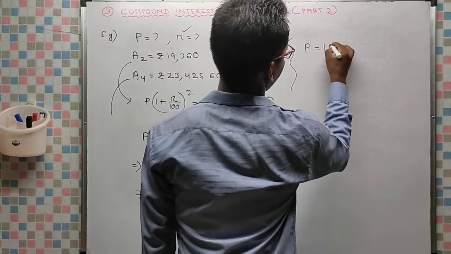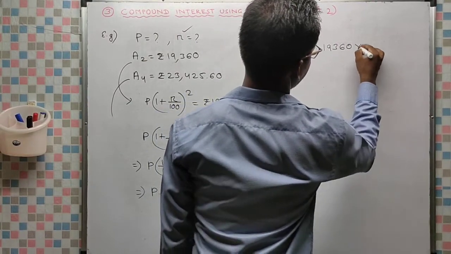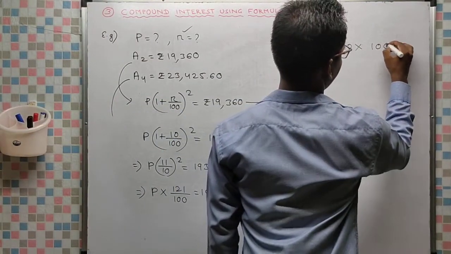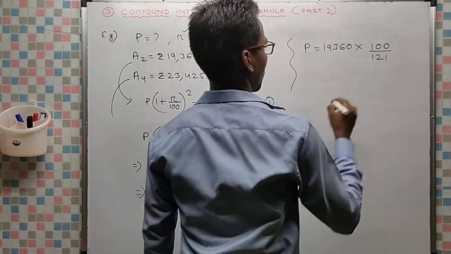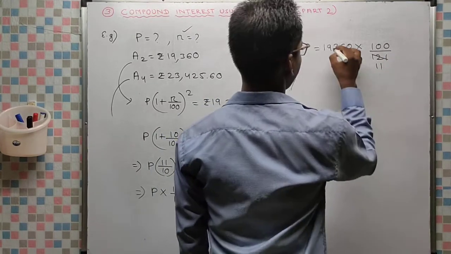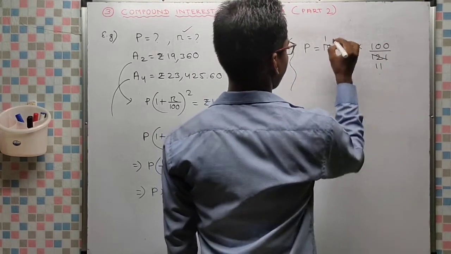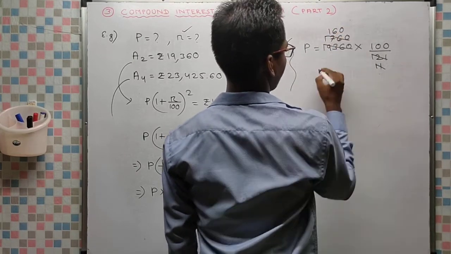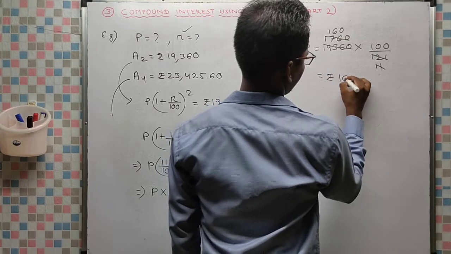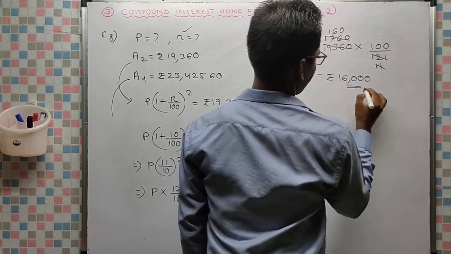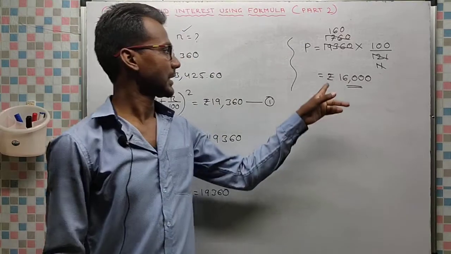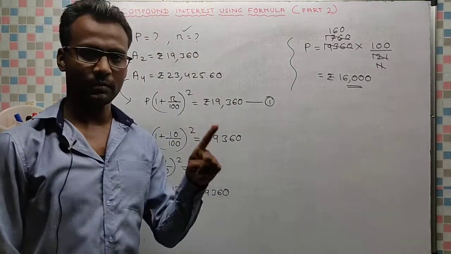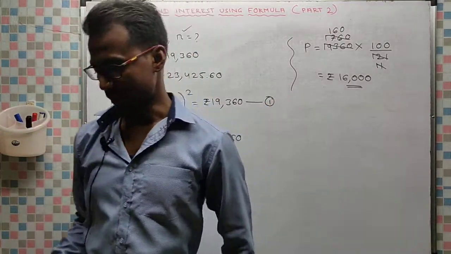So P is equal to 19,360 into 100 by 121, and 121 is divisible by 11. 19,360 divided by 121 gives 160, so 16,000 rupees. So the answer is principal is equal to rupees 16,000. Rate of interest is 10%. Principal is rupees 16,000.